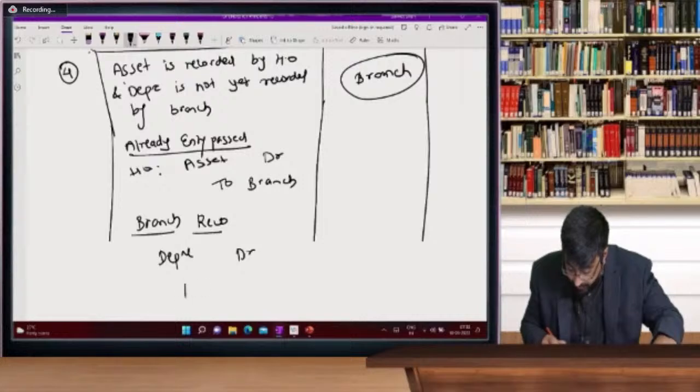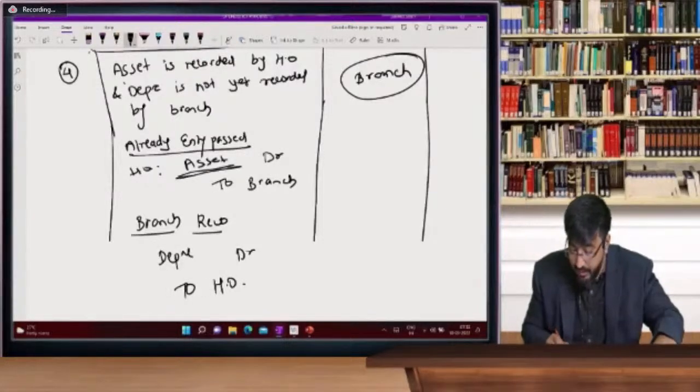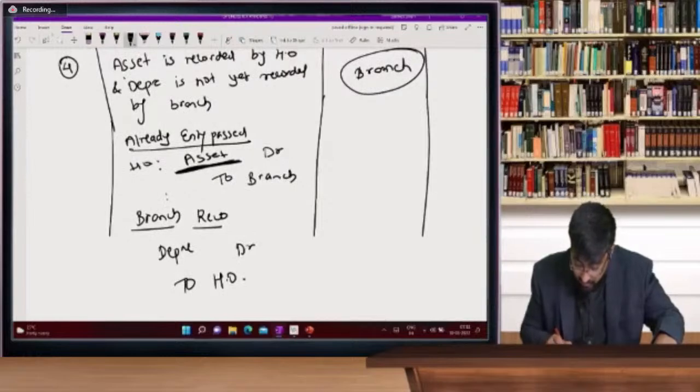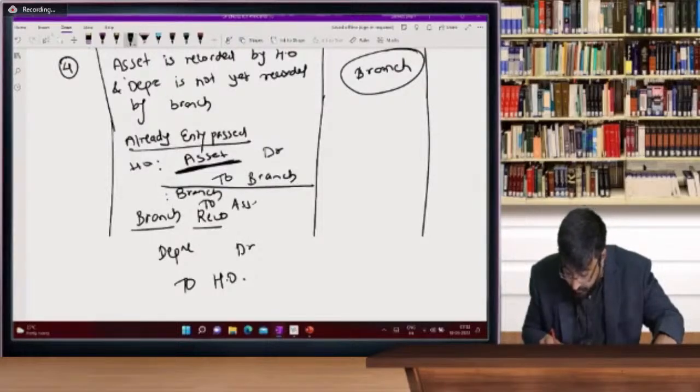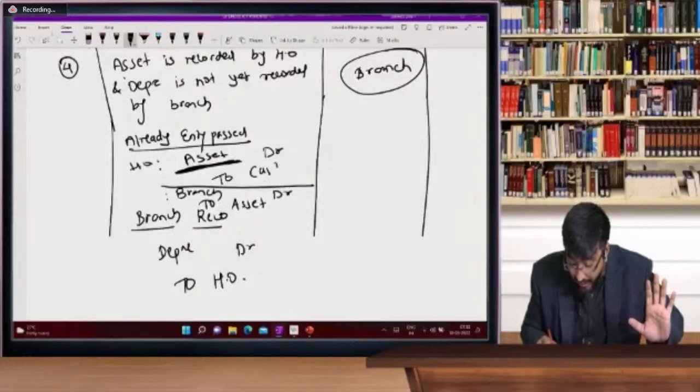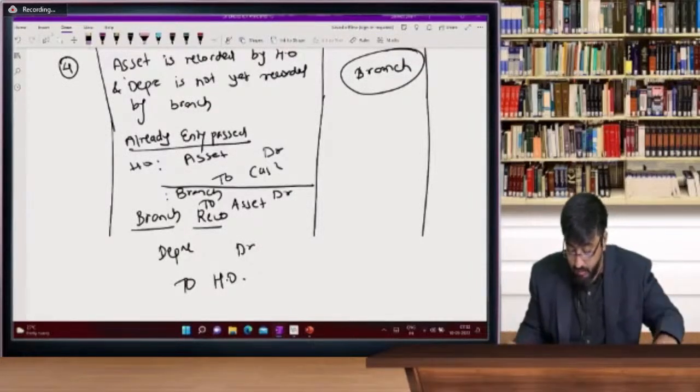Depreciation account debit to head office. You can see asset is debited, and whenever there is depreciation, branch will pass entry depreciation to HO, and HO passes entry branch account debit to asset. Or sorry, it's my mistake. Assets to cash, asset to cash, and for depreciation, yes, now this is a very important entry.